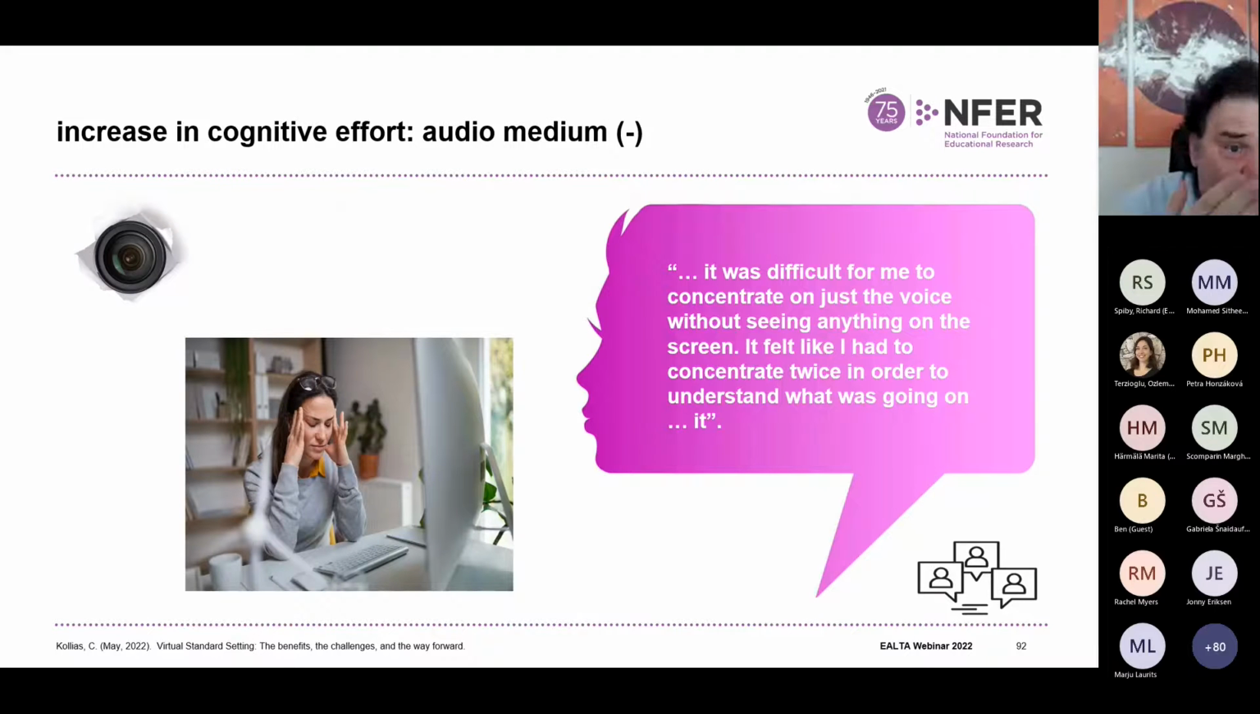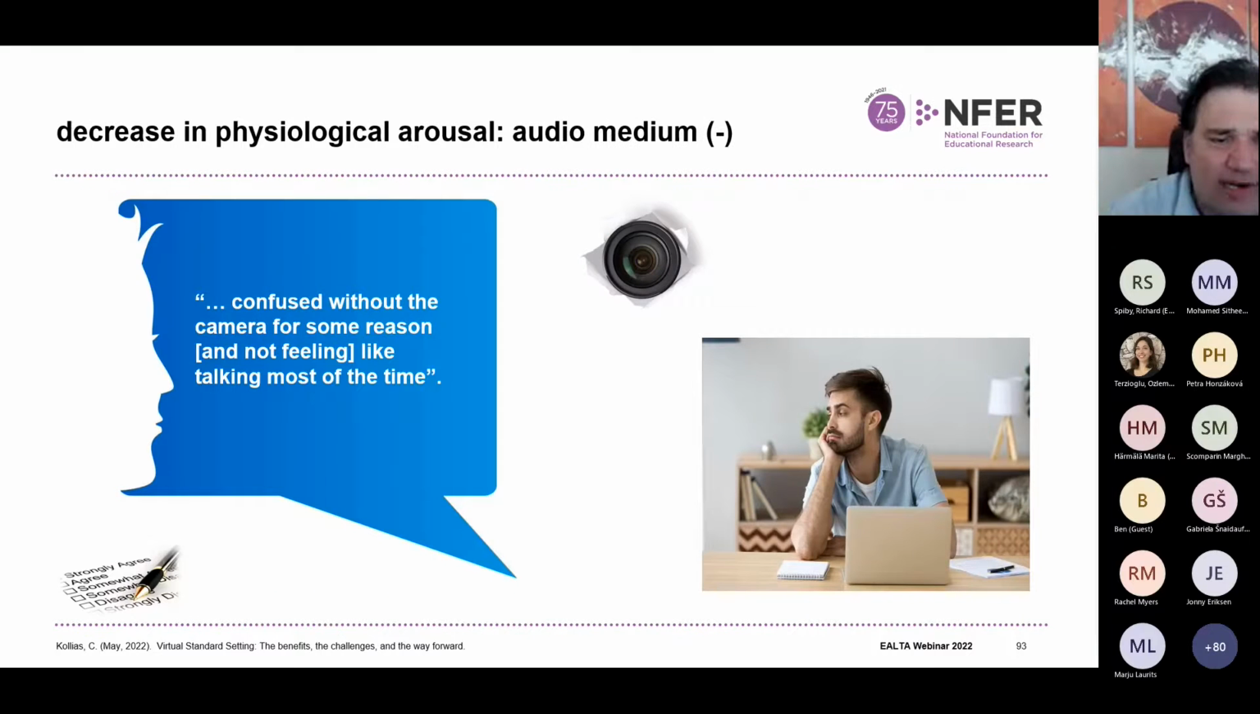Increase in cognitive effort, again, because of the audio medium. It was difficult for me to concentrate on just the voice without seeing anything on the screen. It felt like I had to concentrate twice as much. Again, decrease in physiological arousal. Confused without the camera for some reason. This judge was confused that they were missing the camera and not feeling like talking most of the time.